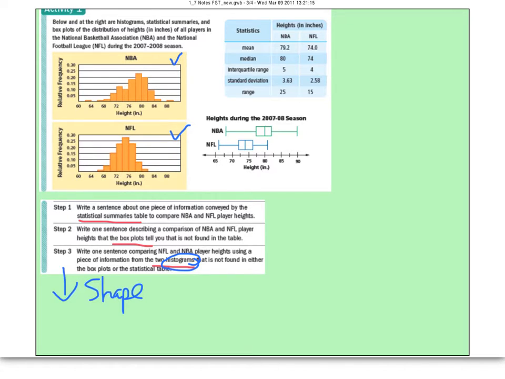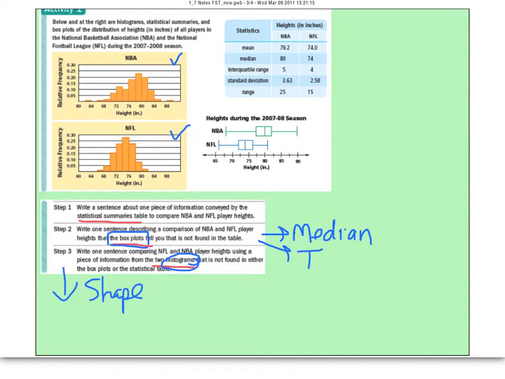Then when you go to the box plots, what might be good to look at? Again, we can get some good center information about median, and we can also get spread. So when we talk about the center, you could say for the box plots that the median height for the NFL player looks like roughly 74 inches, whereas the median height for the NBA player is roughly 80 inches. So talk about the median.